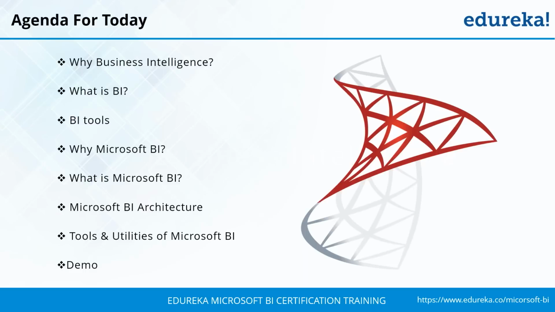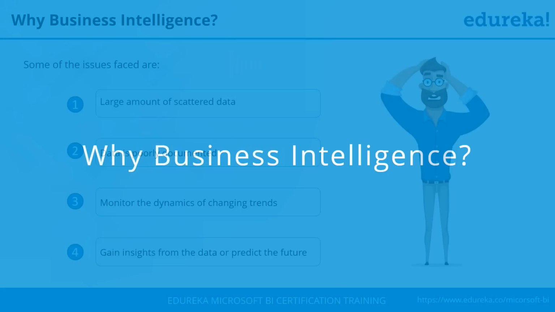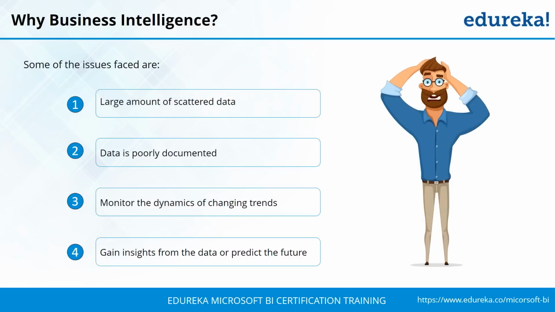So let's get started. Why business intelligence? This is the question of the hour. So let's take a look. Why do we need business intelligence? You see, some of the issues that we faced over time is that we have a large amount of data in front of us, which is scattered across the sources. Because if you're working in a data warehouse or in a data related environment, there is a lot of data that comes from different sources, and all these sources are different external sources.